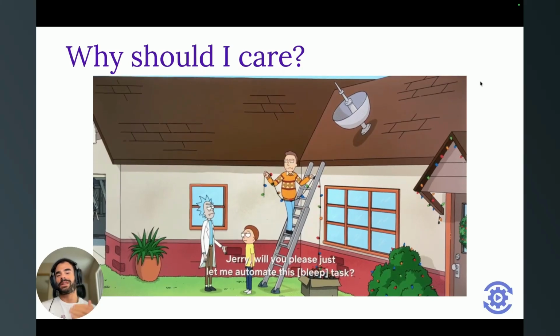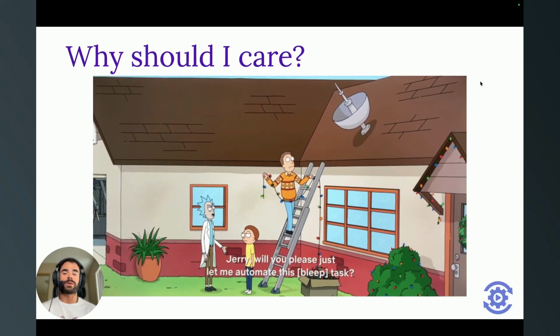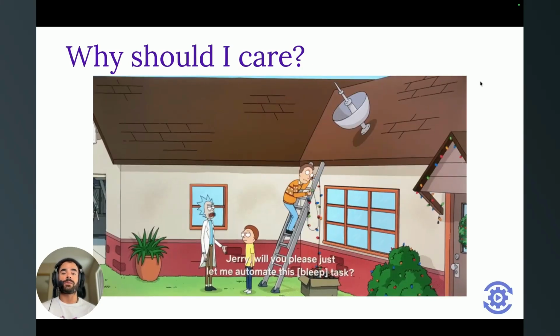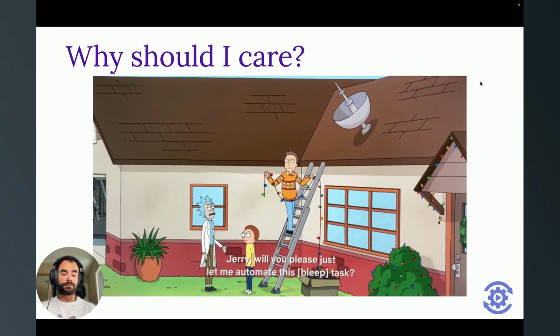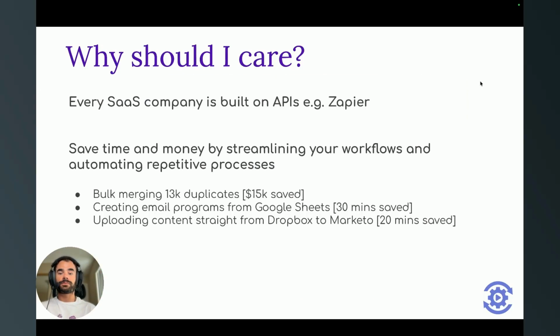I want to make it explicitly clear in this section why APIs are important and cover some reasons that you might not have thought about before, especially today in the age of AI. Every SaaS company is built on APIs. Marketo, Salesforce, HubSpot, Gmail, Google Sheets, they all have an API that allows you to interact with their platforms.